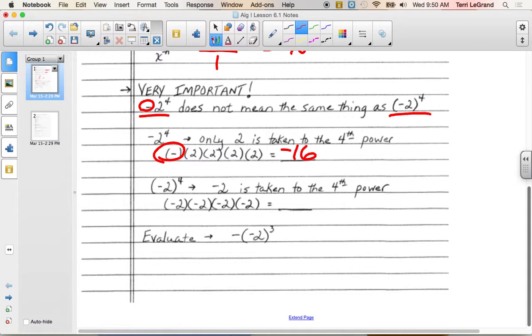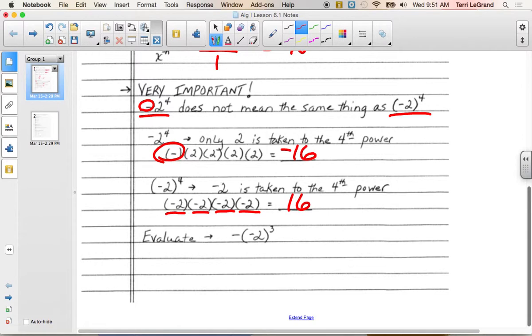But when the parentheses are around it, the negative sign has been included with that 2 now. Now it is saying that we're going to take negative 2 times itself 4 times. And what is negative times a negative times a negative times a negative? Positive. And 2 multiplied 4 times, we already said, is 16.